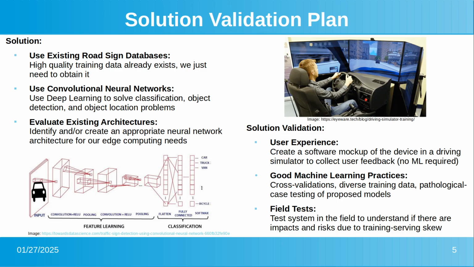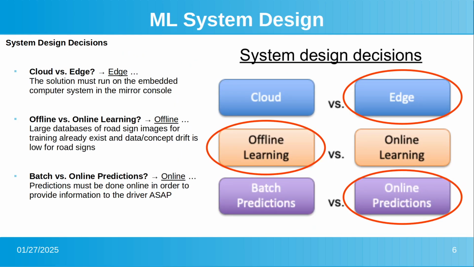Good machine learning practices: cross-validation, diverse training, maybe having a separate test set of pathological cases as well, just to see how models perform. And then finally, once we have a device in the field, we would do field tests and see what kind of training serving skew there might be, and also collect additional feedback from users.